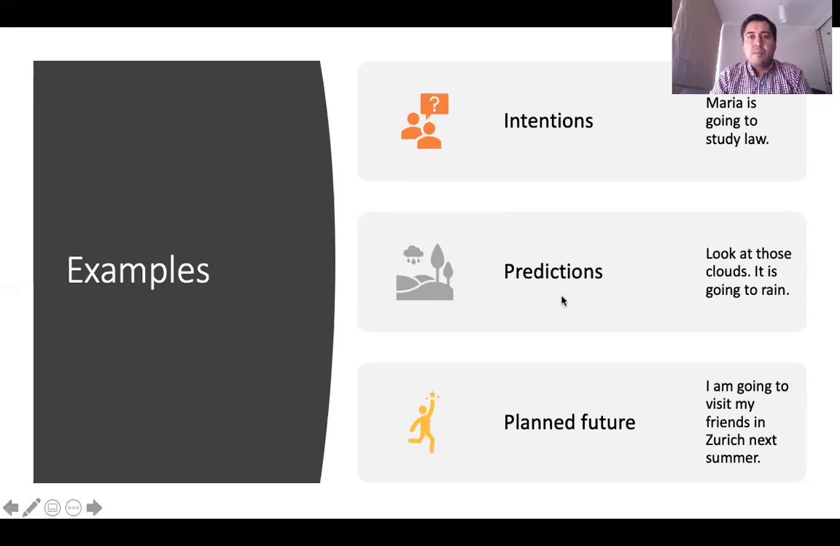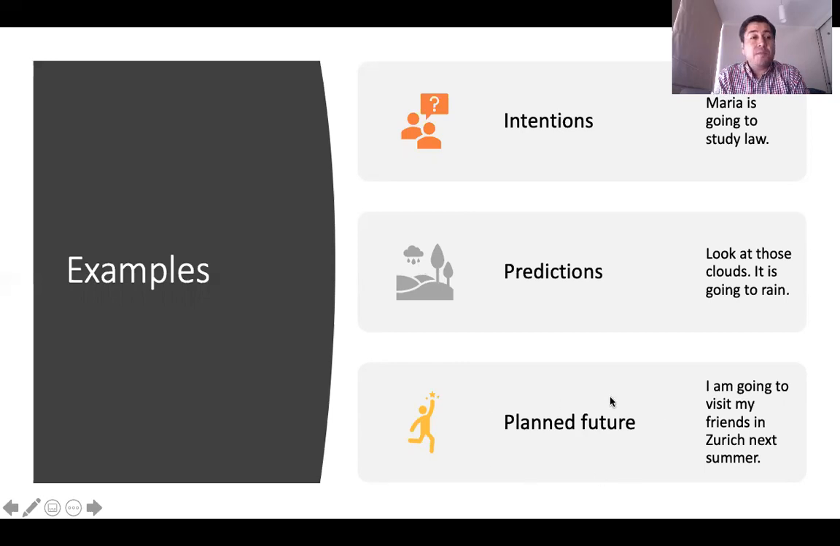Predictions. Predictions are made based on evidence, right? Not in the sense of I am predicting something based on what I believe is going to happen. It's just a prediction based on what is going to happen because there's evidence outside. So here we have, look at those clouds, it's going to rain. So here you have the picture. See the clouds pouring rain.